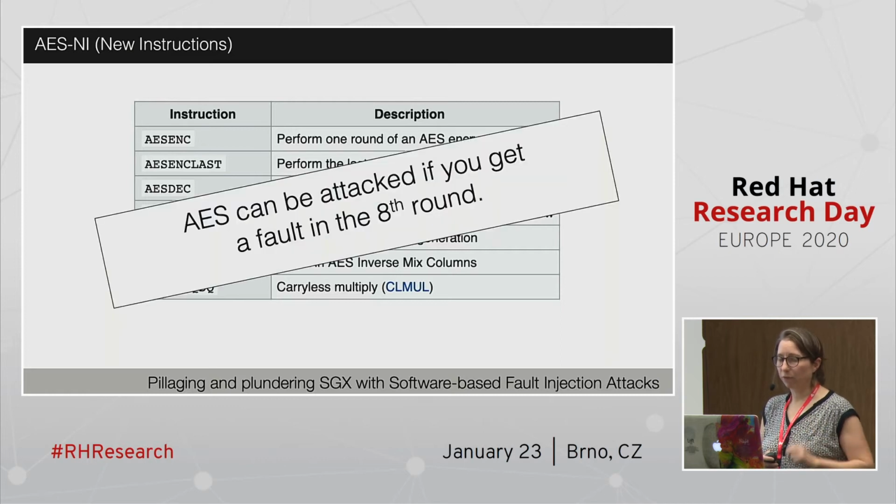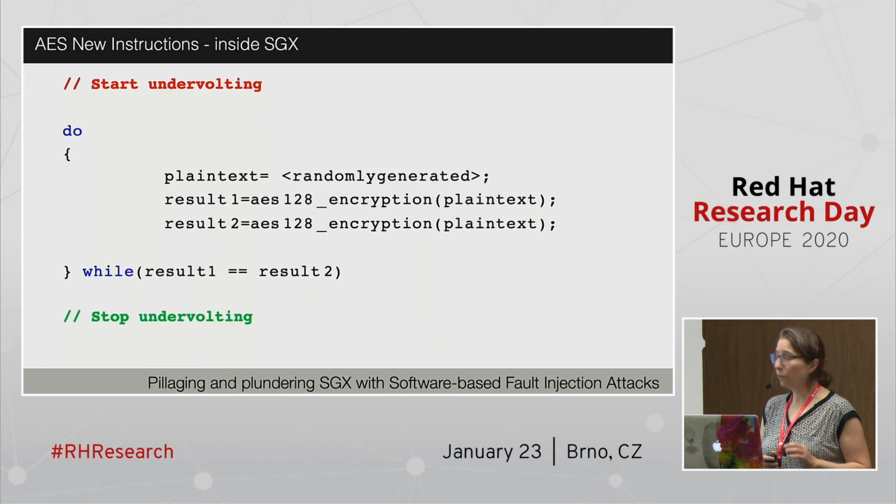AES can be attacked if you can get a fault in the 8th round. So I'm going to do this one slightly differently. Instead of waiting, I'm just going to do 2 encryptions and compare them. Again, this should never exit. So let's undervolt.